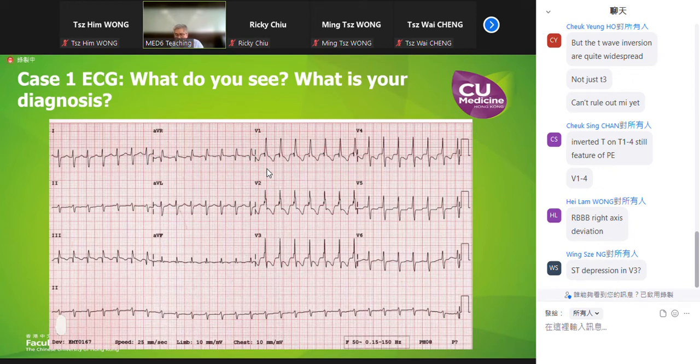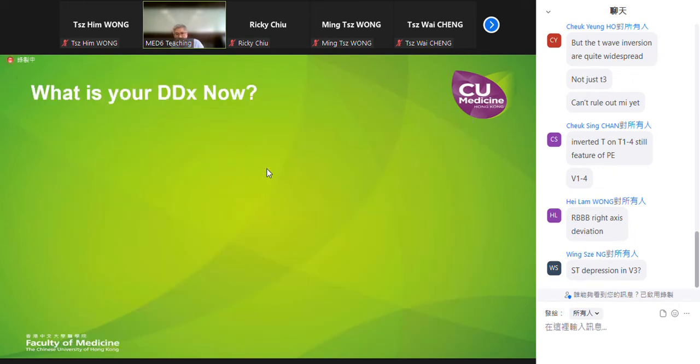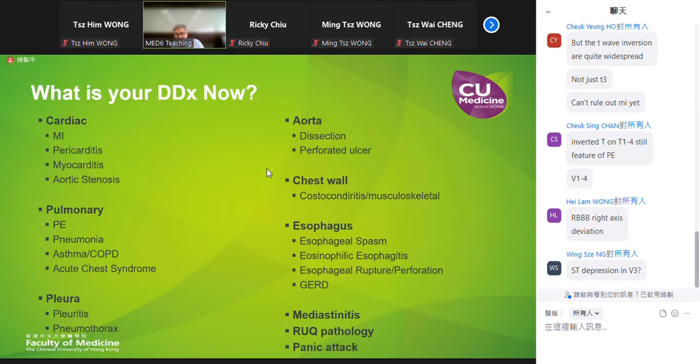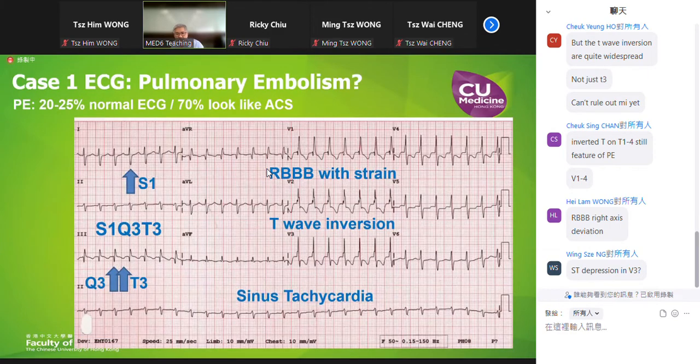So the differential, obviously, you can narrow down, and this is probably the full spectrum. You're not going to see all this in a PE, but I've just chosen one which will give you the full gamut. But be mindful, a quarter of ECGs in PE are completely normal. You don't see anything. And again, 7% look like ACS.